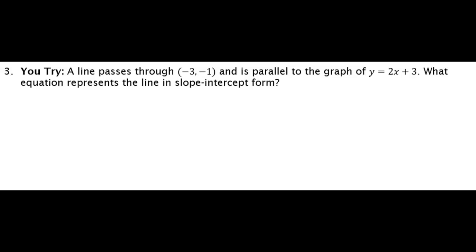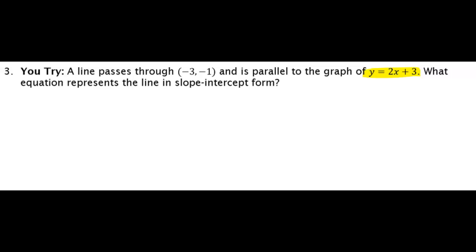We're given that a line passes through the point (-3, -1), and it's parallel to the graph of the line y equals 2x plus 3. We want to know what is the equation that represents the line in slope-intercept form. So what we're going to do is first figure out what is the slope of the line we were given, which is this right here.